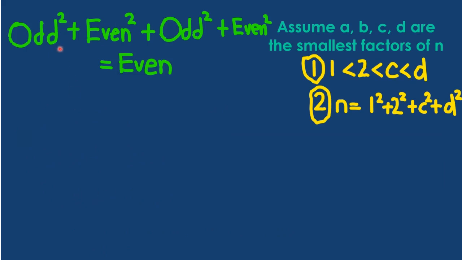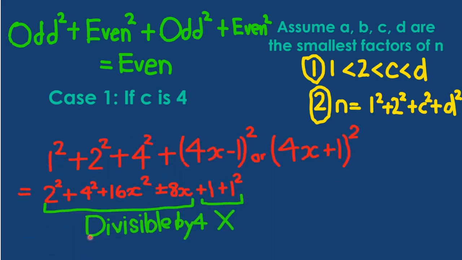So if the odd number is 1 and the even number is 2, we need another odd number to make it even so that n can be even. So we're going to consider letter C, since A and B are 1 and 2 correspondingly. So if C is 4, we are going to consider what will be the value of n, which will be 1 square plus 2 square plus 4 square plus (4x minus 1) square or (4x plus 1) square. Now, as I mentioned, 4 square is an even number, so 4x minus 1 square will have to be an odd number.